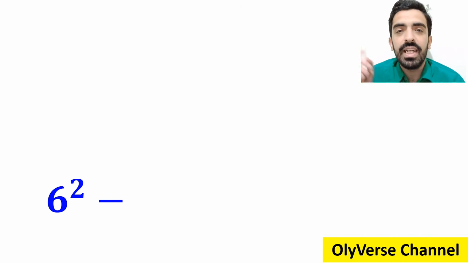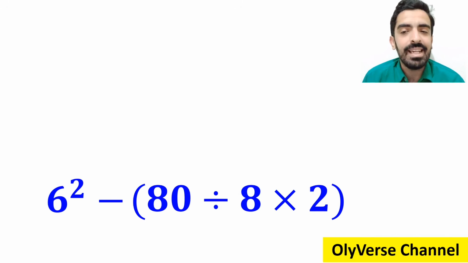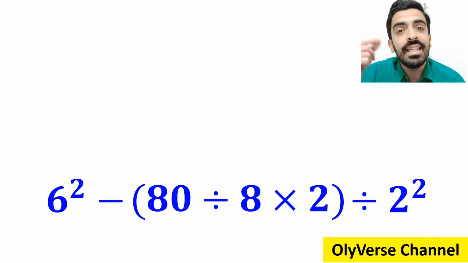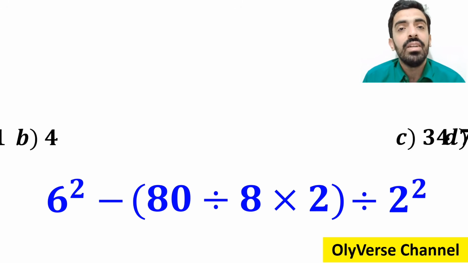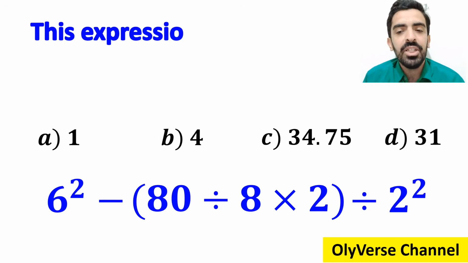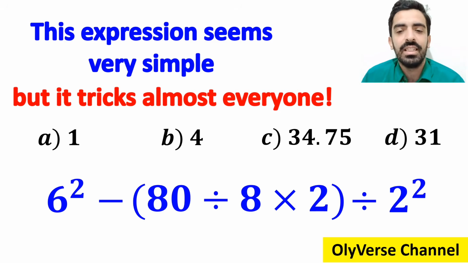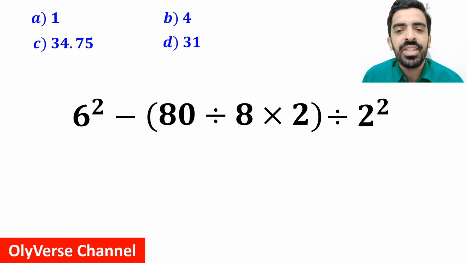What is the value of the expression 6 squared minus (80 divided by 8 times 2), then divided by 2 squared? Which option do you think is the correct answer to this question? This expression seems very simple, but it tricks almost everyone. Let's go step by step and solve it together.